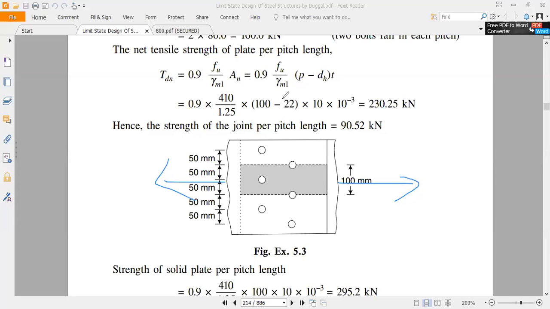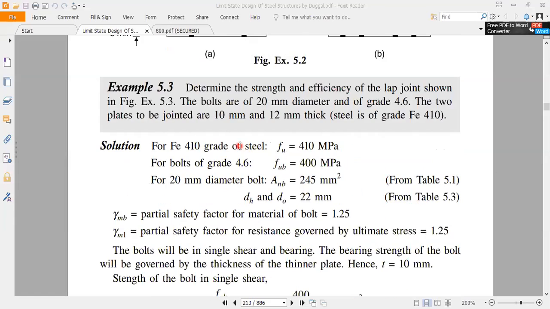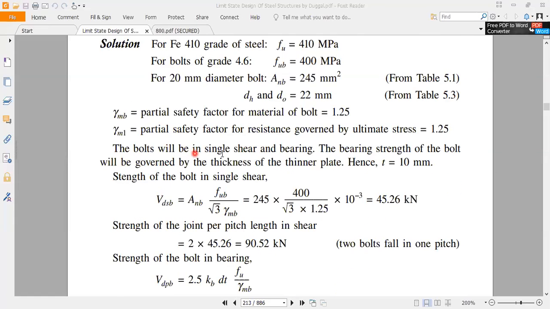So that means you have to find the strength of the bolt in single shear and bearing. See, the bolt will be in single shear and bearing. The bearing strength of the bolt will be governed by the thickness of the thinner plate. So as I have explained in first numerical, for bearing, the lesser one will be the governing one. Okay, there should not be any doubt. If it is, then please let me know. No, sir.